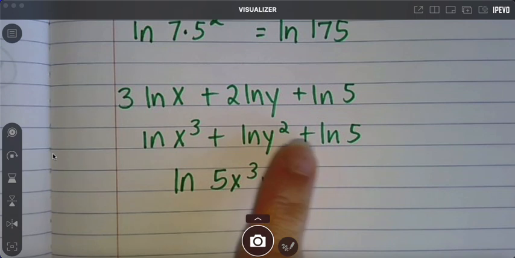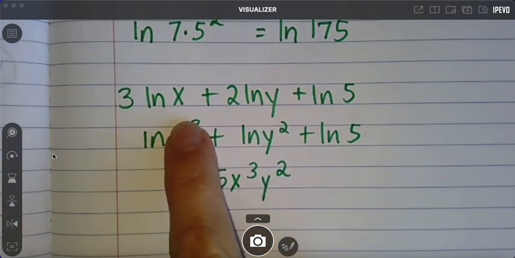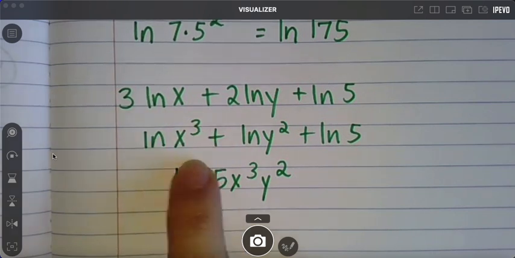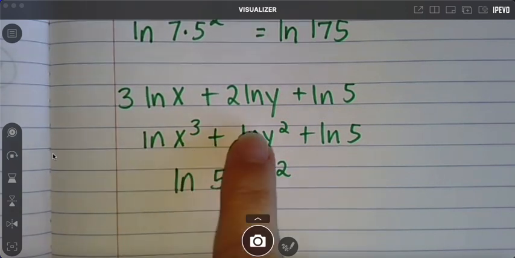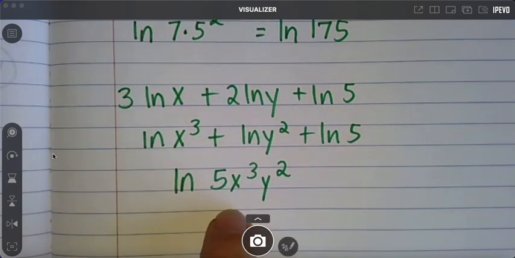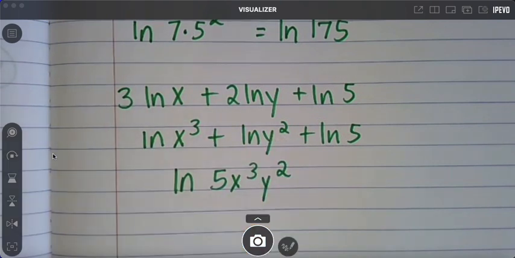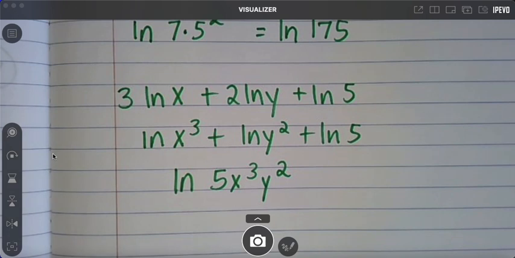Now your rule, when you're adding and you want to combine all these, what do you do with everything? You multiply. That's the rule they learn. So I write my one natural log, which is what I was going for, and then I multiply these 3 things together. The 5, the x to the third, and the y squared. And as far as order goes, your number always goes out front. It always has, since Algebra 1. And then I just put those x, y, because that's alphabetical order.